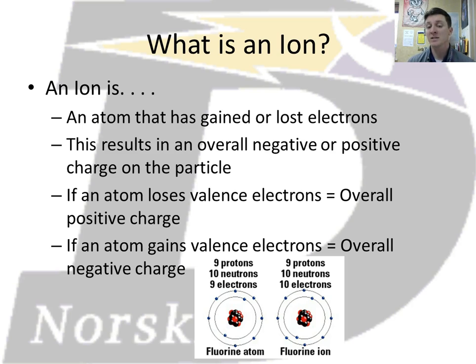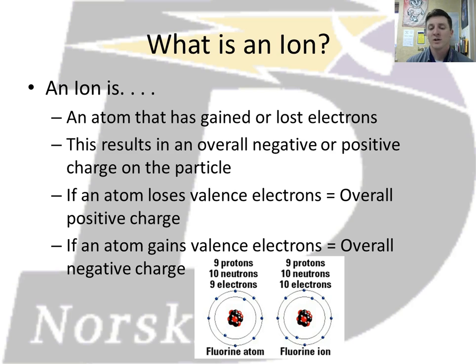If an atom gains valence electrons, it's going to have an overall negative charge because now, again, negatively charged particles are being added to the atom. It's going to have more negative charge than the positive protons in the nucleus. It has an overall negative charge.